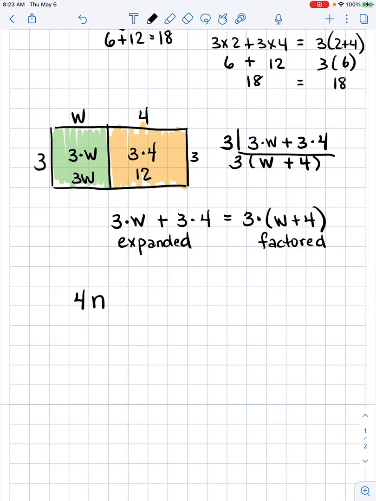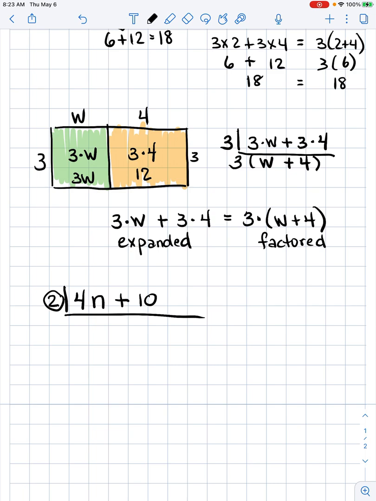4n plus 10. Okay? Now, it looks a little different than the other one, but we're still looking for common factors to pull out. And we're still going to be using upside down division. Well, 4n is really 4 times n. But what do 4n and 10 have in common? They have a 2. They're both even, correct?